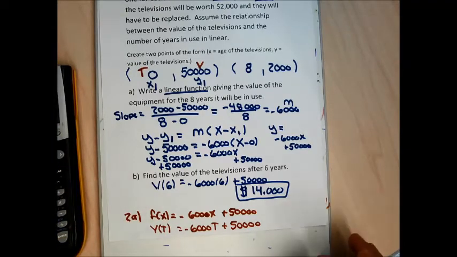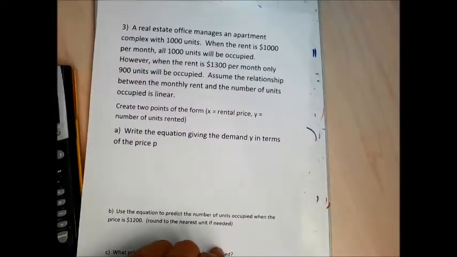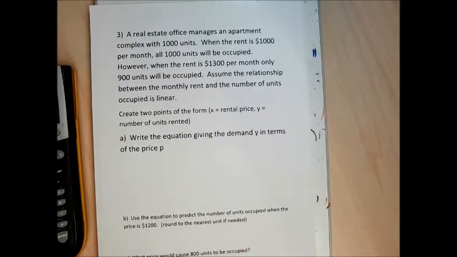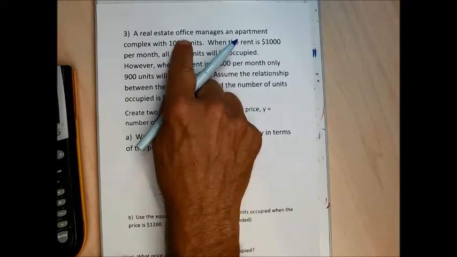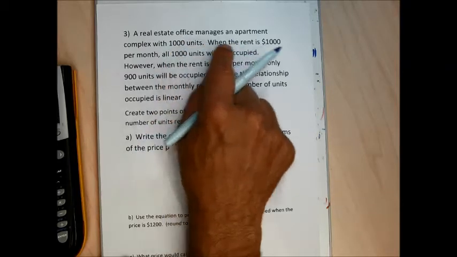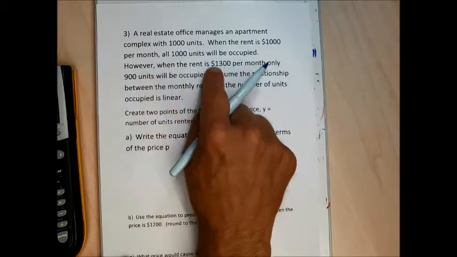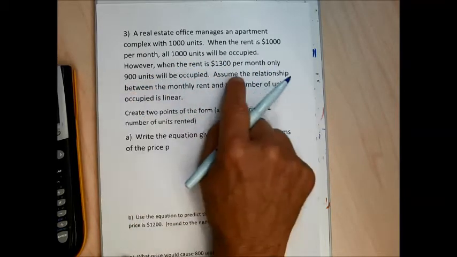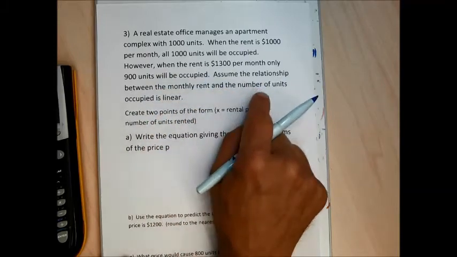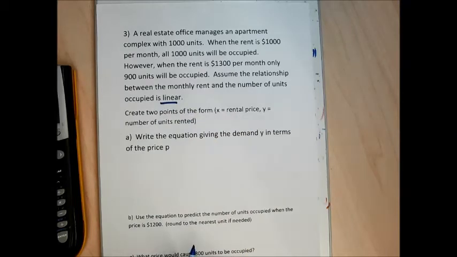All right, moving on to number 3. These are all word problems that we've seen early in the chapter with just different numbers. So a real estate office manages an apartment complex with 1,000 units. When the rent is $1,000 per month, all 1,000 units will be occupied. However, when the rent goes to $1,300 per month, only 900 units will be occupied. Assume the relationship between the monthly rent and the number of units occupied is linear, which means I can come up with an equation of a line to predict the number of units rented at various prices.